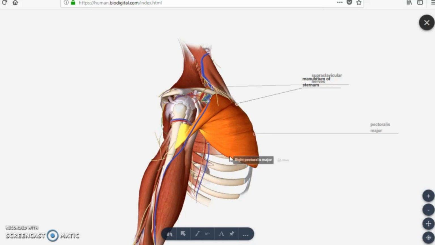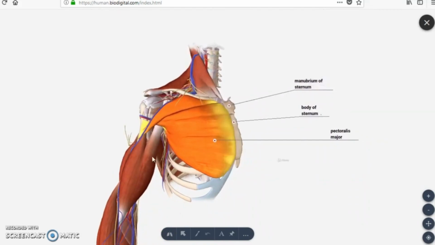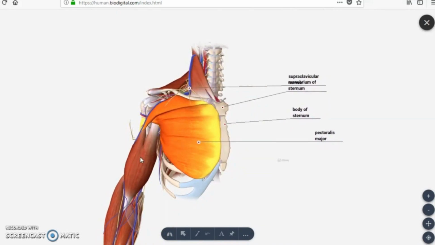These are the things you have to remember for the orientation of the pectoralis major muscle, which is an important muscle seen in this pectoral region. The major muscle we see now is pectoralis major, and here you can make out some bones surrounding it, which are important for its origin and its insertion.